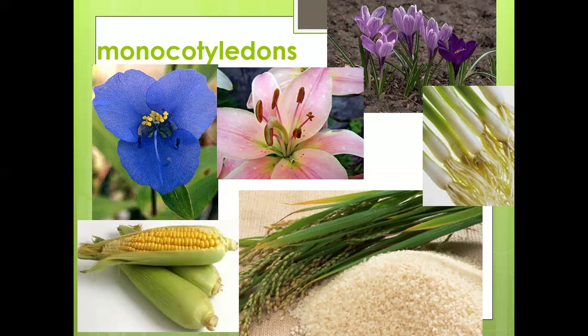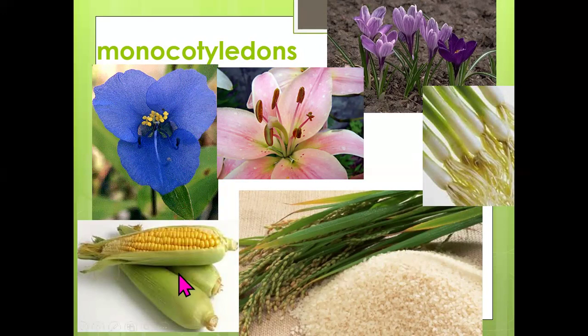And how do you differentiate monocots from dicots? It's from the embryonic stage. In monocots, the seed contains only one embryonic leaf, and we have several examples of that.